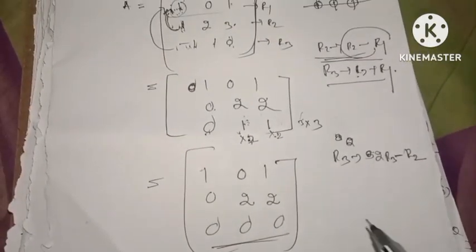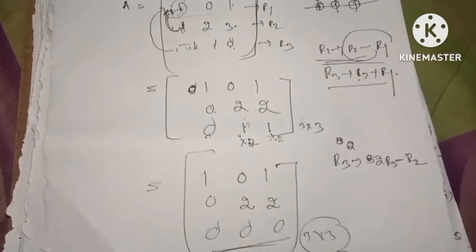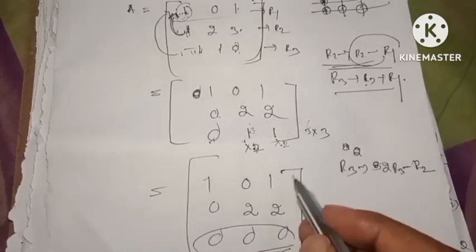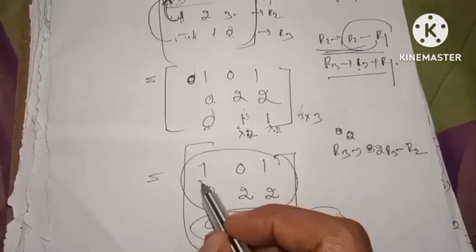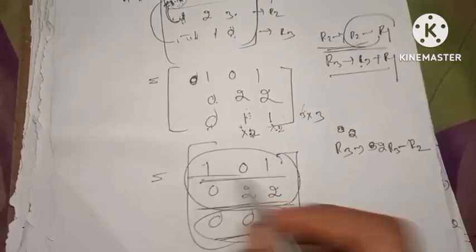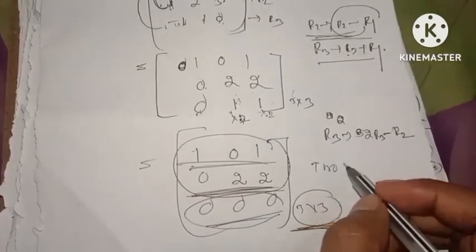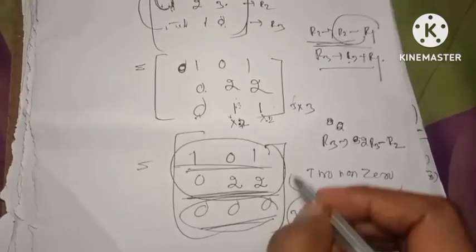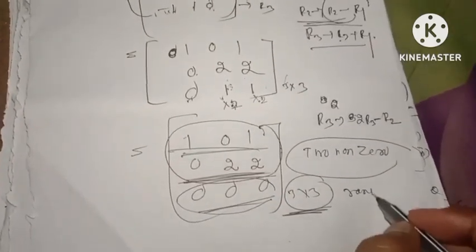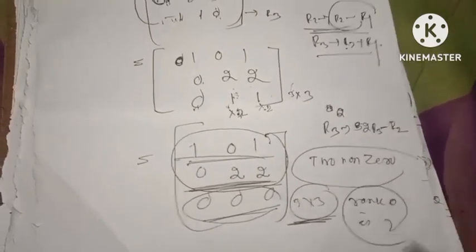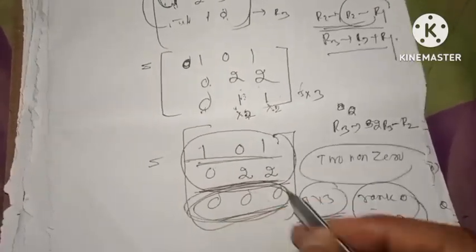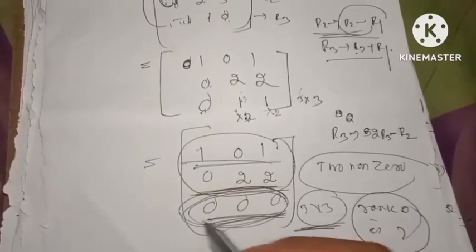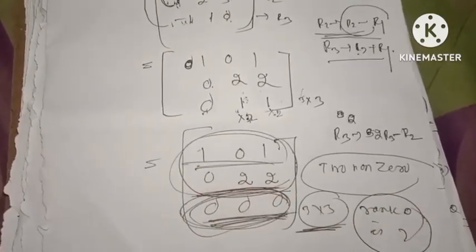How to find a rank? This is a 3 cross 3 matrix. In a 3 cross 3 matrix, this is 2, which is independent and the other is dependent. There will be 2 non-zero rows, so rank will be 2. When there will be 3 non-zero rows, rank will be 3. So when 1 row will be 0, there will be 2 non-zero rows, so rank will be 2.